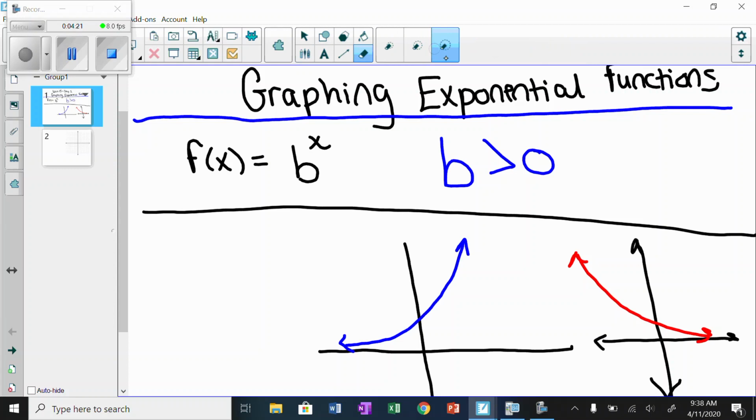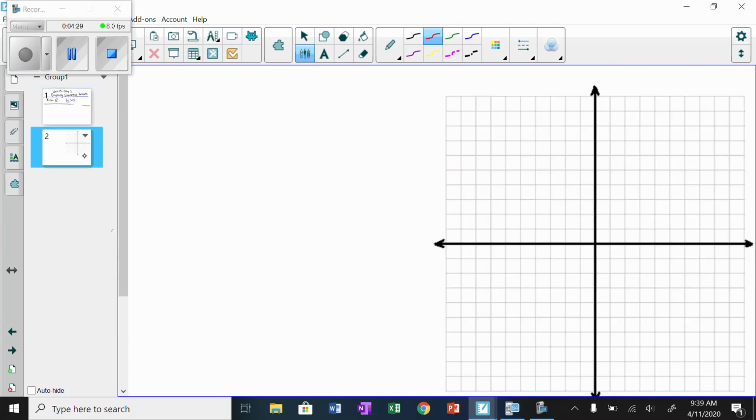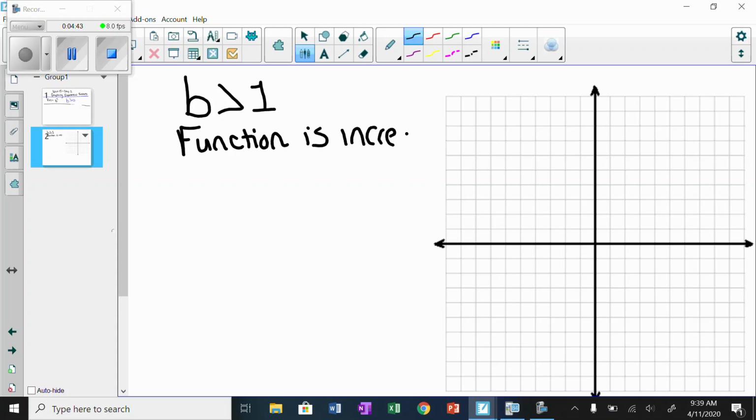Well, let's think about that. If b is greater than 1, the function will be increasing. Hey, why am I saying greater than 1? Why am I not saying greater than or equal to 1? I'm saying b has to be greater than 1. Well, what if it were equal to 1?